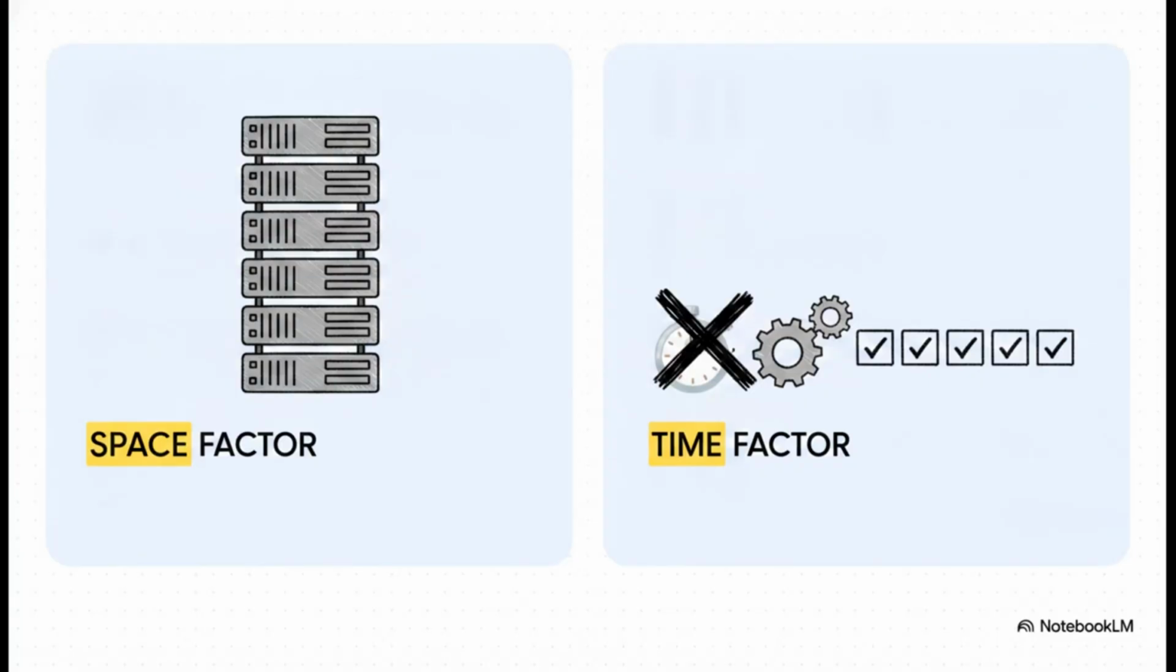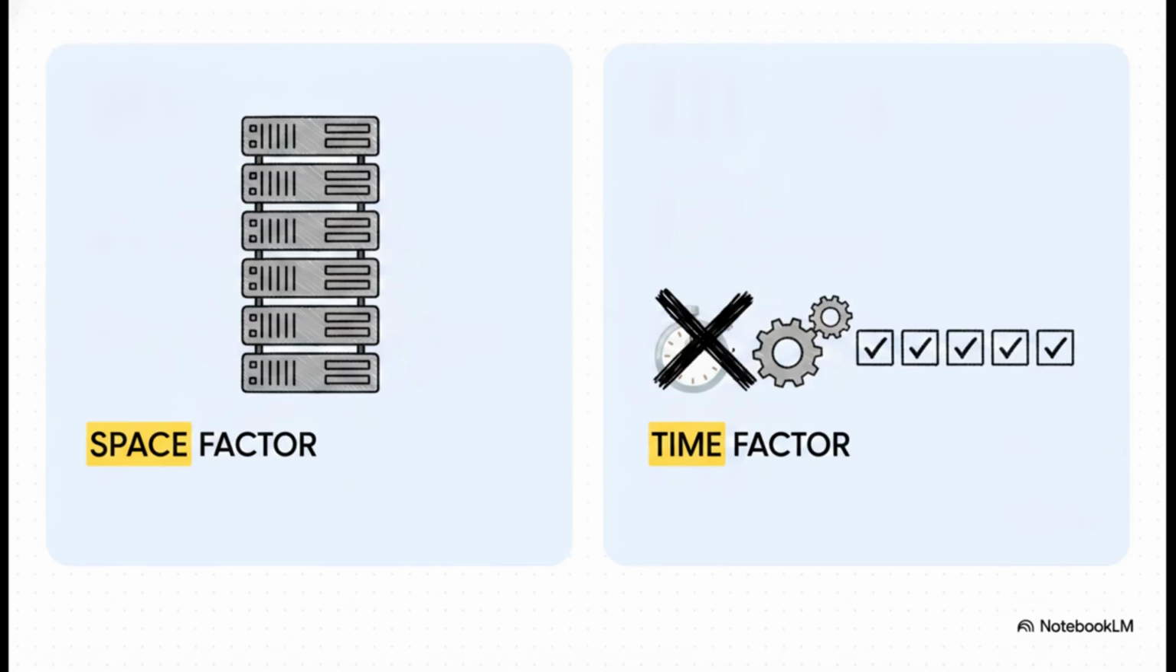So, we have our containers and we have our action plans. But how do we actually measure their success? Well, we judge algorithms primarily on two major factors. First is the space factor, which is the maximum memory space they require to run. And second is the time factor, which is how long they take to execute based on the size of the input data.